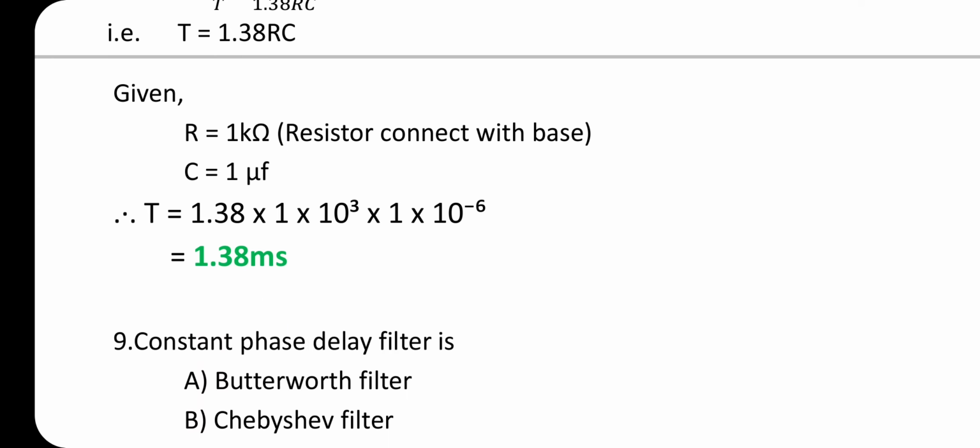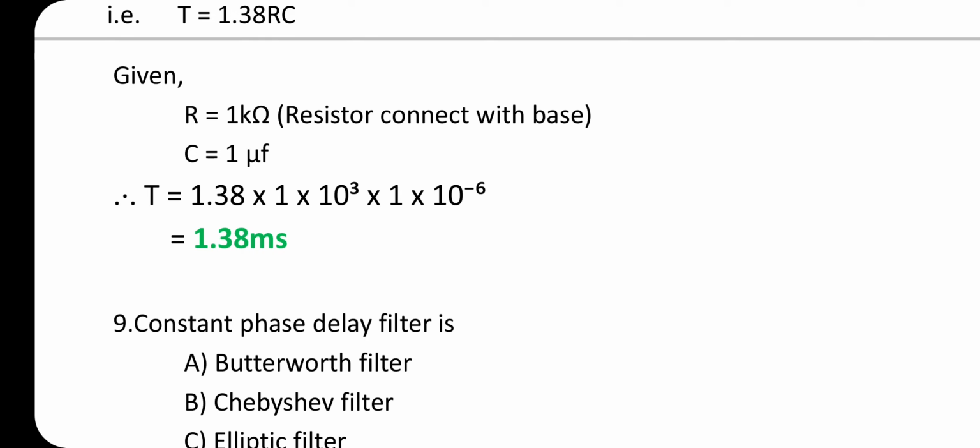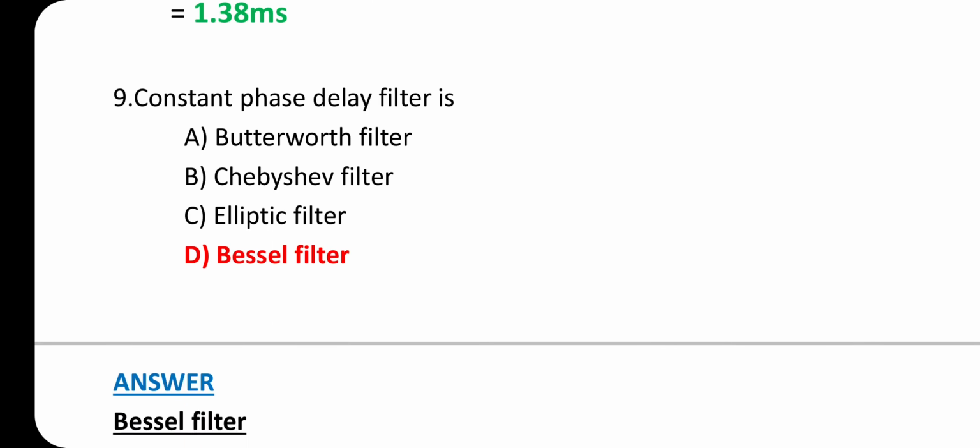In the question, it is given that R equal to 1 kilo ohm, that is resistor connect with base, and C is 1 microfarad. Substitute the values of R and C in time period equation, that is 1.38 into 1 kilo ohm into 1 microfarad. We get time period equal to 1.38 millisecond.